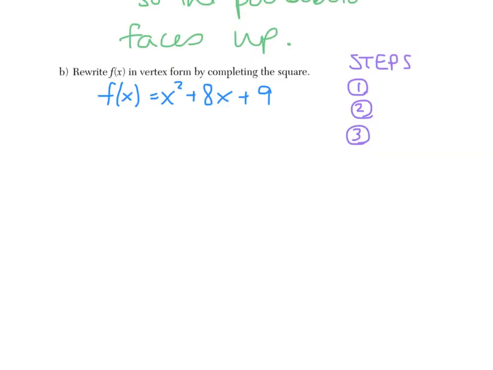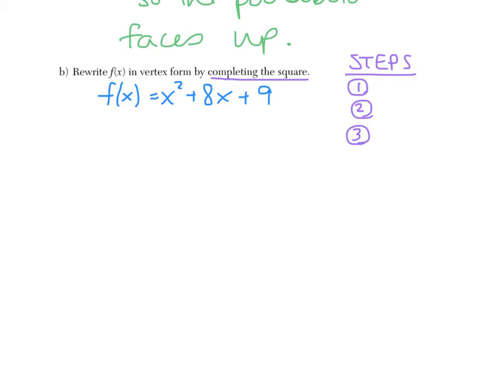Okay, part B of this question asks us to rewrite f of x in vertex form by completing the square. So I just rewrote the function for us, and I want to review with you the 3 steps for how to do this. You'll notice that phrase, completing the square. There's 2 different times when we've used completing the square in this course. The first one was to rewrite a parabola, a quadratic function, in vertex form. The second was when we learned how to solve quadratic equations using the completing the square process. They have similar steps, but they're not exactly the same.